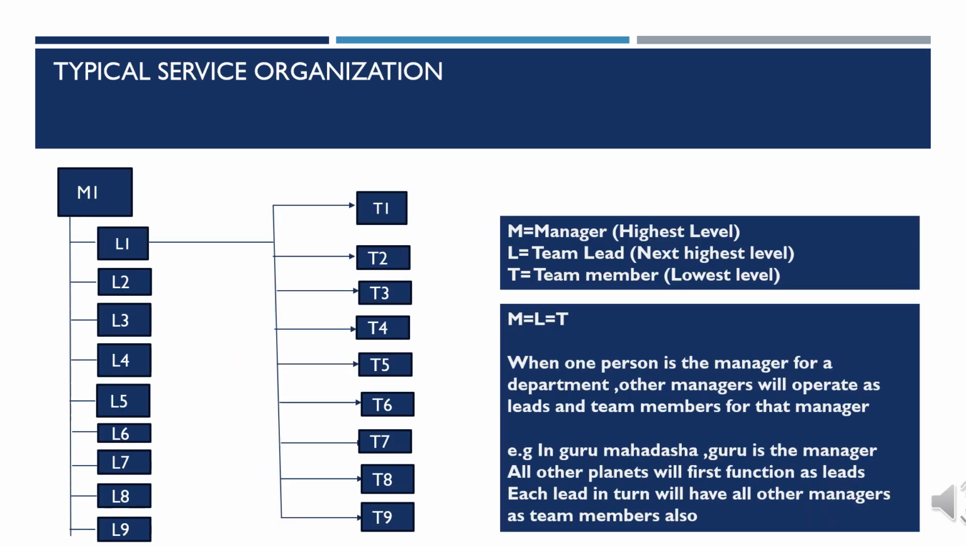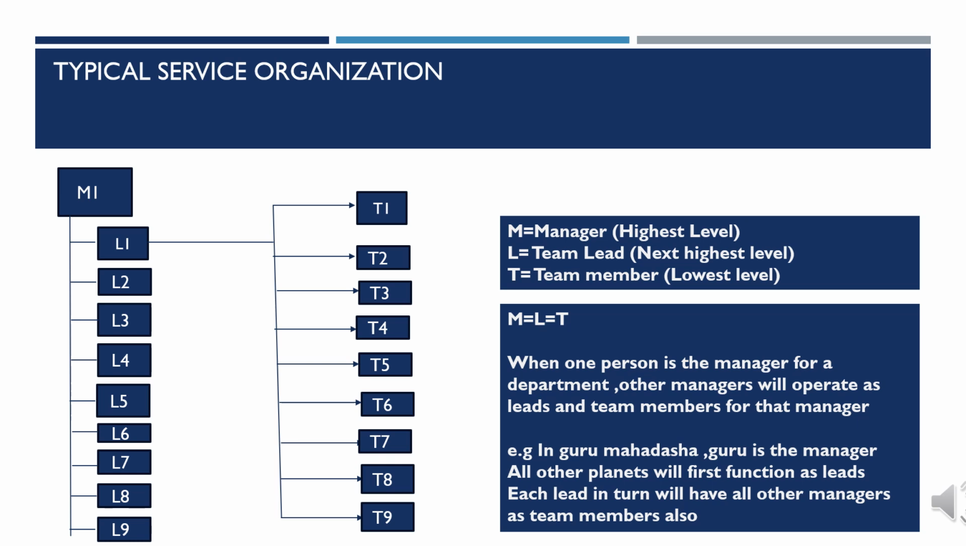Now let us understand this with another example. In any IT organization or service organization, you will have a set of managers, say M1, M2, M3, M4, and below each manager you will have certain number of leads, say L1, L2, L3, and below each lead you will have certain number of team members, T1, T2, T3, T4 and so on up to T9. Now the manager is responsible for the overall functioning of the account. The manager takes major decisions related to the account.